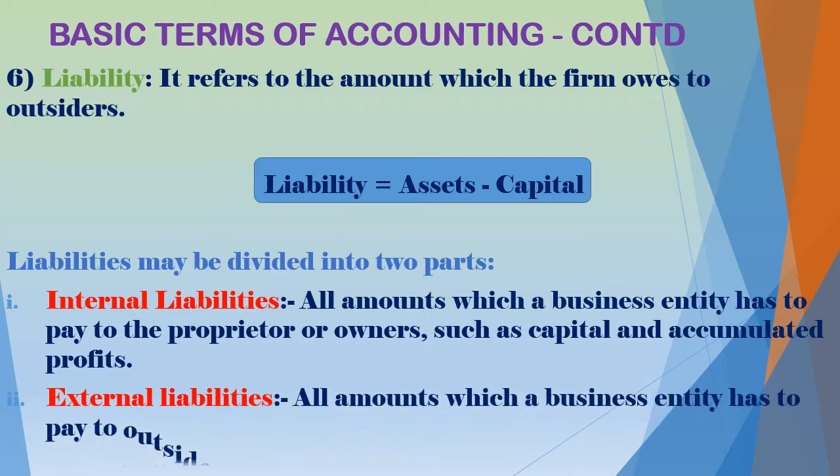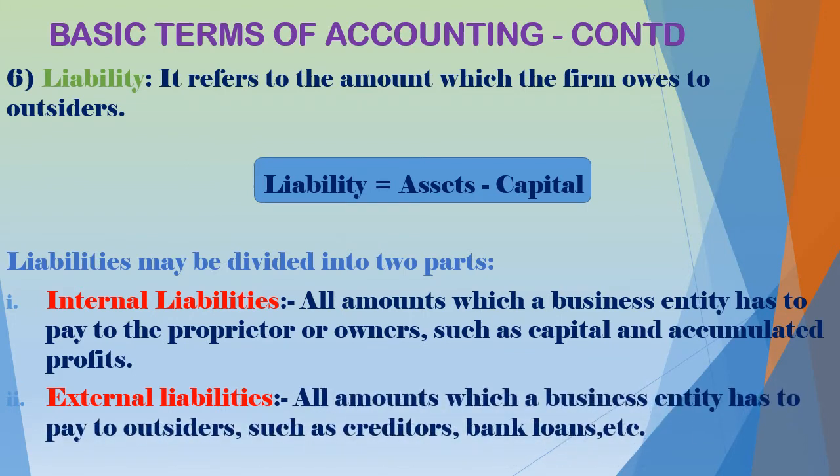External liabilities: all amounts which a business entity has to pay to outsiders, such as creditors, bank loans, etc. So the second part of liability is external. The external liability is what the business entity has to pay to outsiders, not related to internal people. It is external, like the suppliers from whom they have taken goods on credit, or the loan they have taken from any financial institution, money lender or bank. So these are the external liabilities.